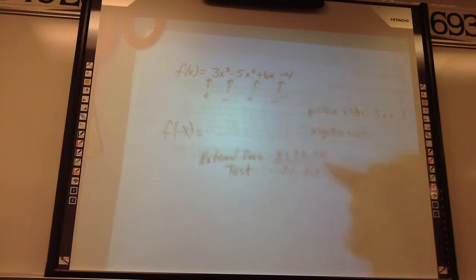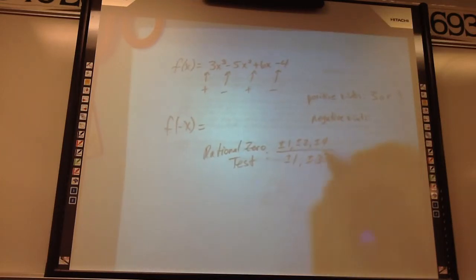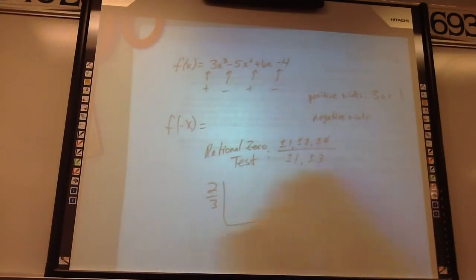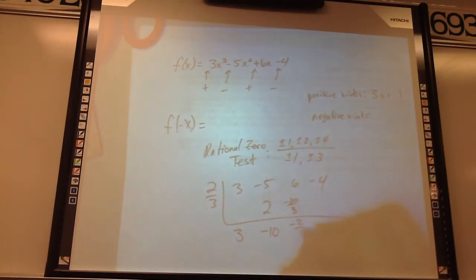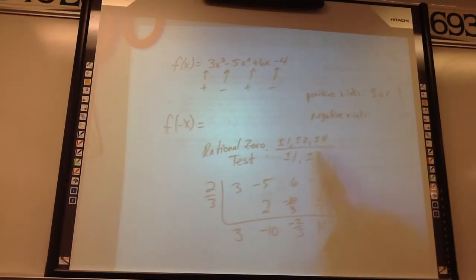Like I said, if you do synthetic division, let's say 2/3 is one of the possible x-intercepts. So if I go 2/3 and then I go 3, -5, 6, -4, do synthetic, 3, 2, -10, -20 thirds. It's going to get hard. -2/3, 4/9. Hey, that's not 0, so that's not an x-intercept. You have to get a remainder of 0. Better try a different one. And look, there's a lot of possibilities there, aren't there?